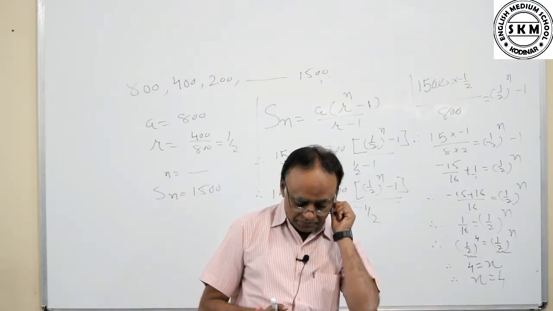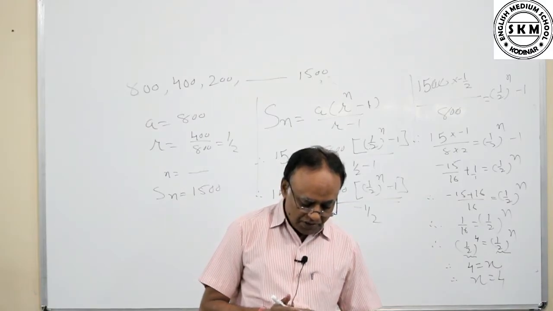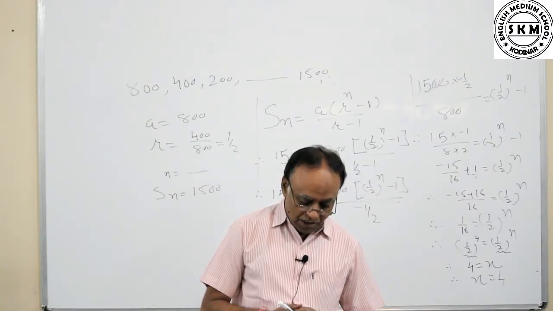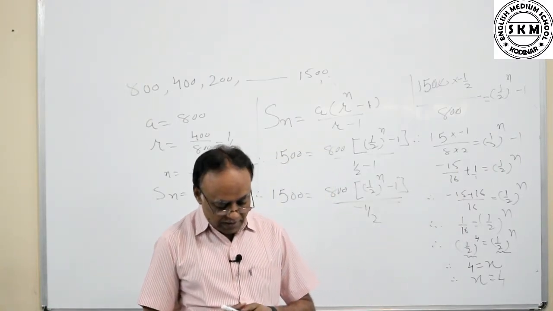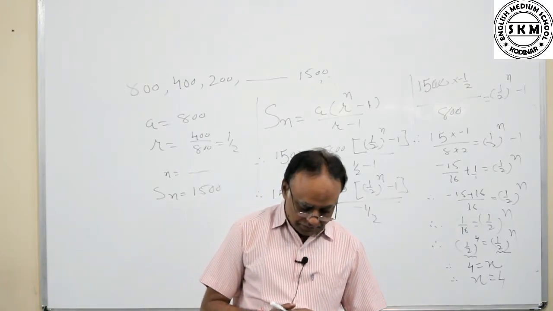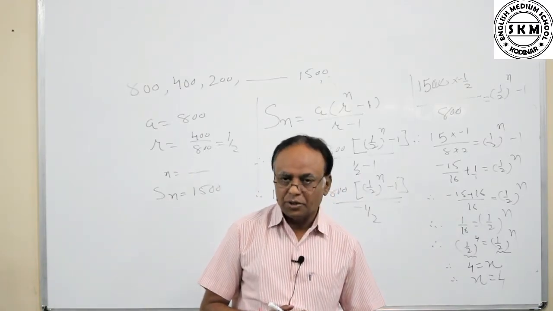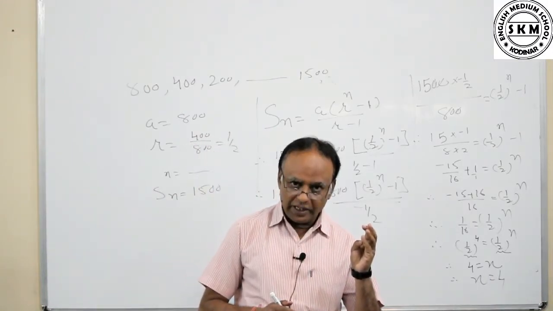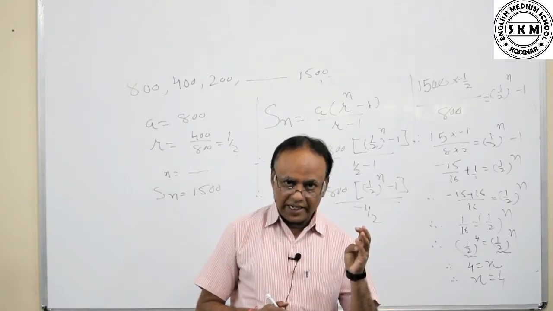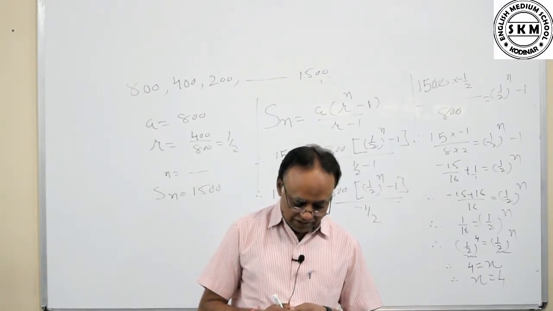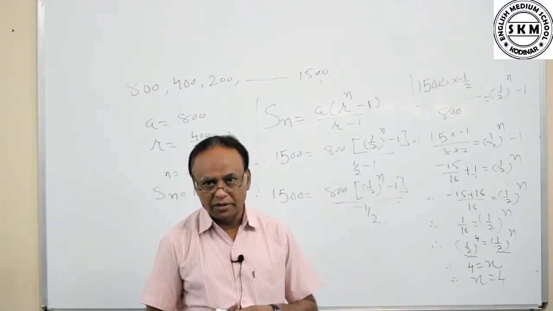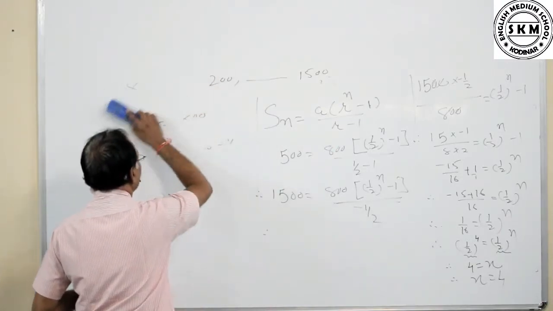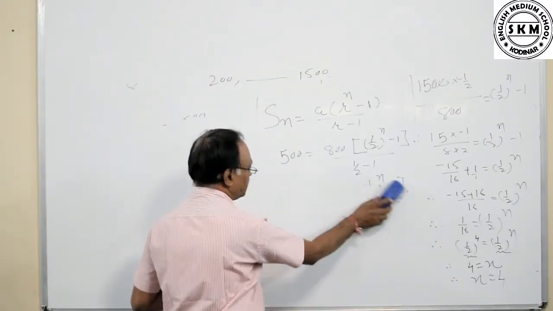Now, next, illustrate example number 23. In a GP, the first term is 27, meaning A is given as 27. The sum of the first 3 terms is 189. Find the common ratio. In illustrate number 21 we found A, in 22 we found n, and now in illustrate number 23 we want to find R. Now first write down what is given.